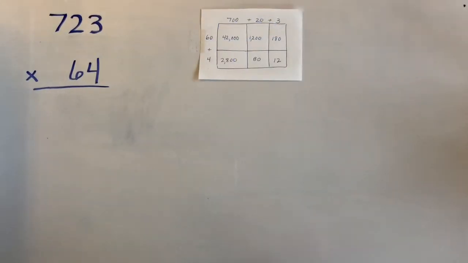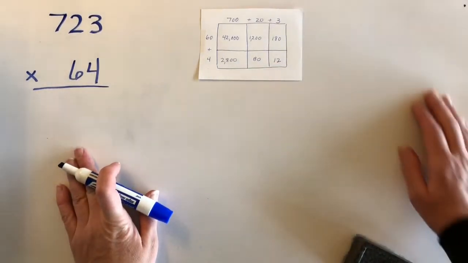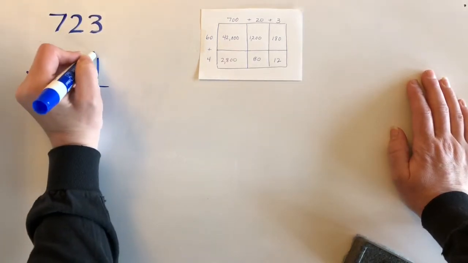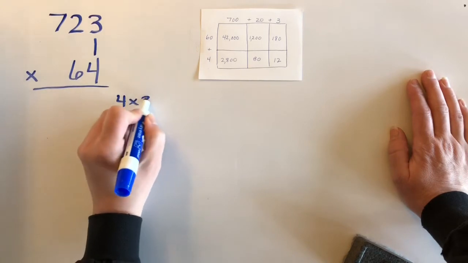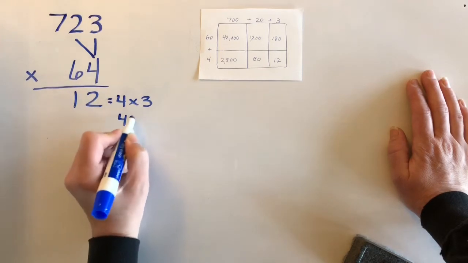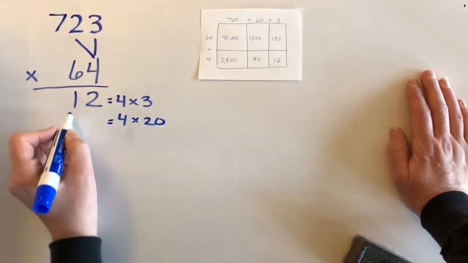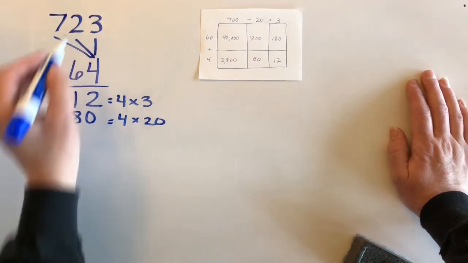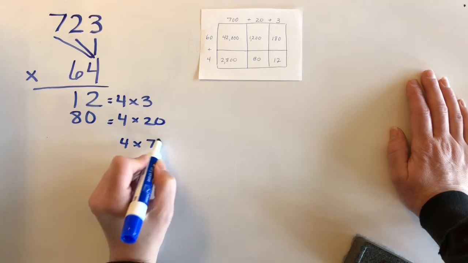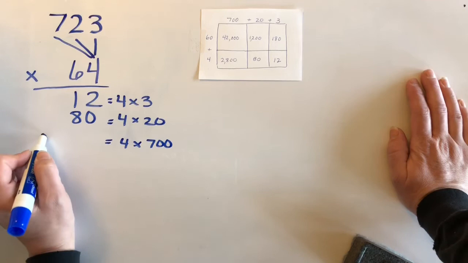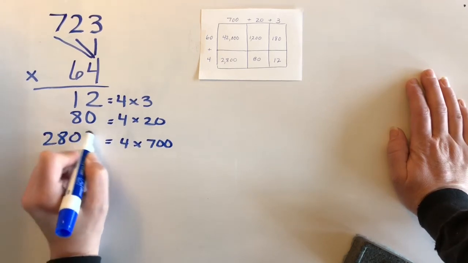Okay, so now that I have my array model, I just posted it here for reference. I'm going to work out this problem using the partial products strategy. So first I do 4 times 3, and that equals 12. Then we do 4 times 20, which equals 80. Then I do 4 times 700, which equals 2,800.